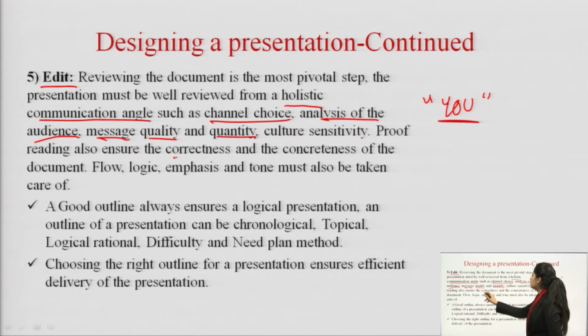You also need to ensure the correctness. Now, when we talk about the 7 C's in business communication, students, correctness is one of the 7 C's. So, this correctness has to be ensured. Correctness should be grammatical correctness. Correctness should also be the flow and the logic that you are talking about. The flow, the logic of the document, the emphasis, and the tone are also very important.